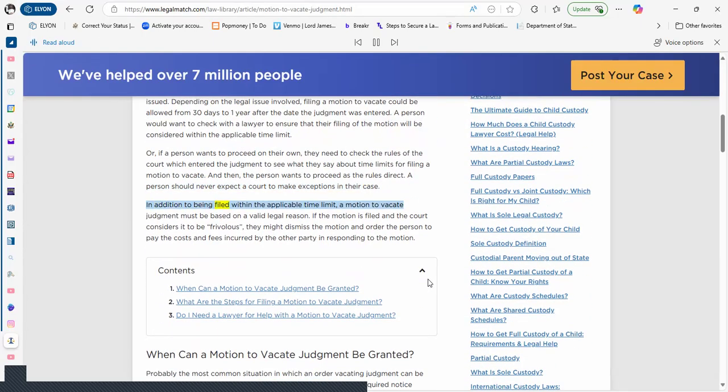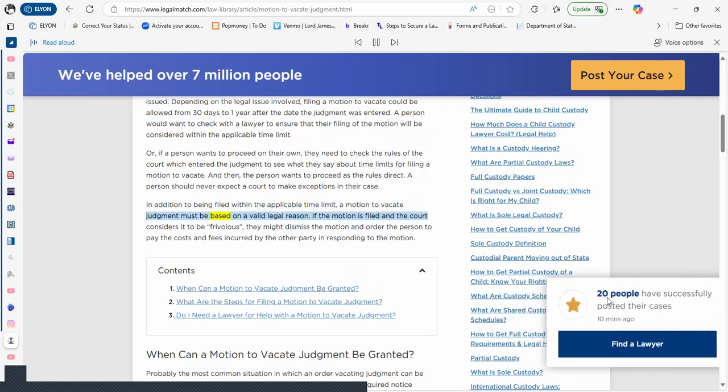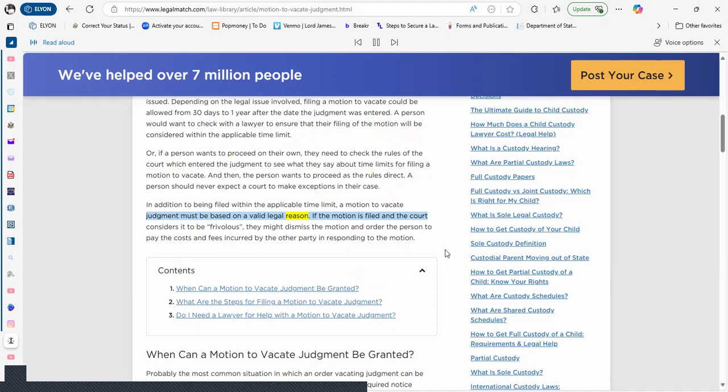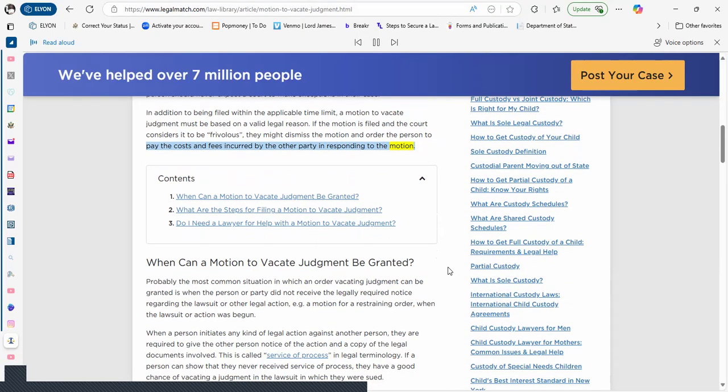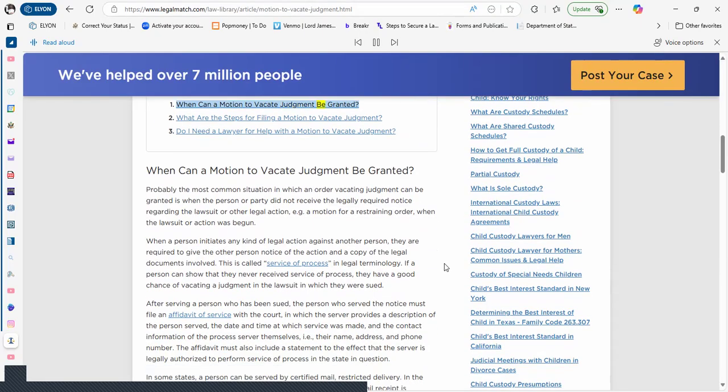In addition to being filed within the applicable time limit, a motion to vacate judgment must be based on a valid legal reason. If the motion is filed and the court considers it to be frivolous, they might dismiss the motion and order the person to pay the costs and fees incurred by the other party in responding to the motion. Contents. When can a motion to vacate judgment be granted? What are the steps for filing a motion to vacate judgment? Do I need a lawyer for help with a motion to vacate judgment?